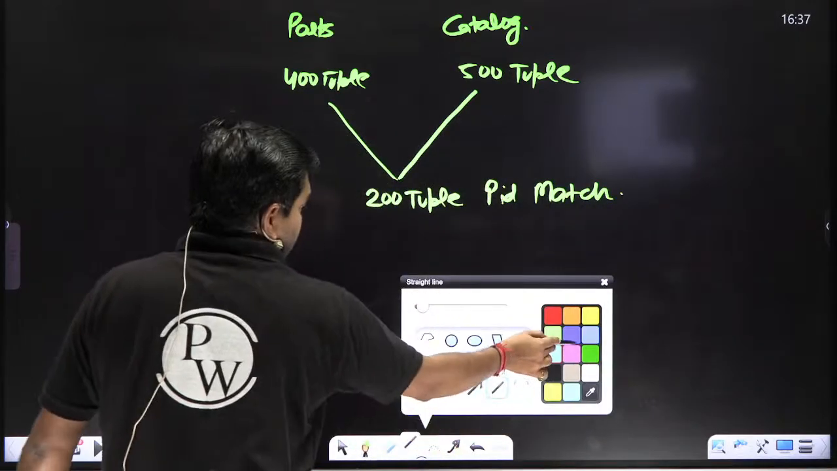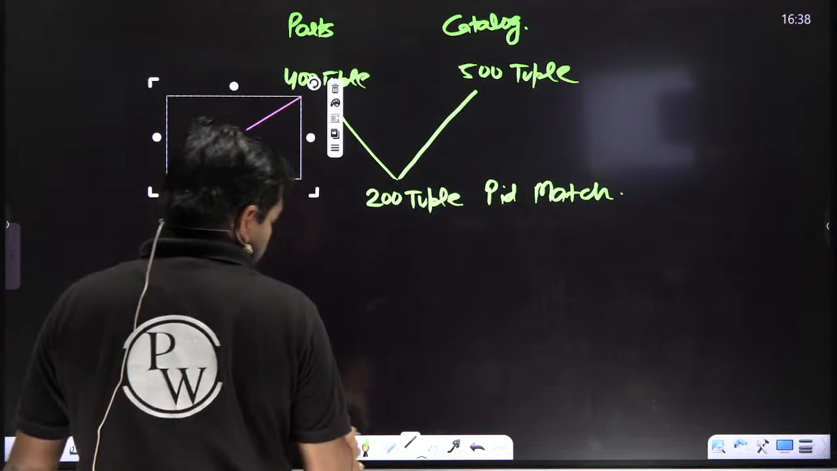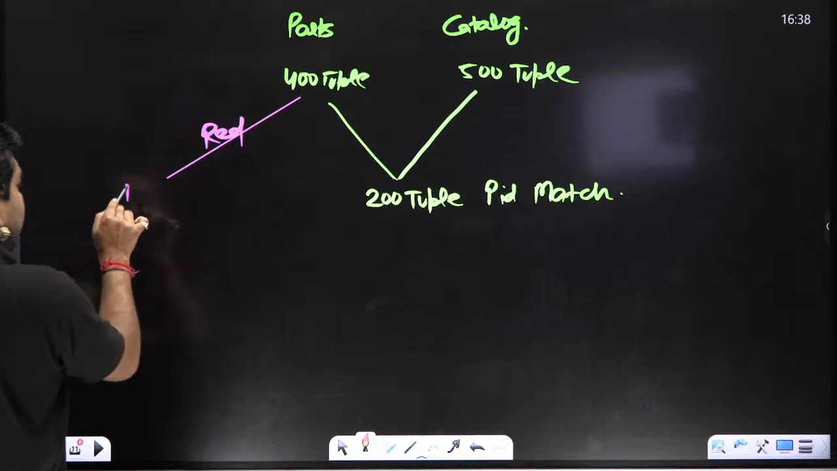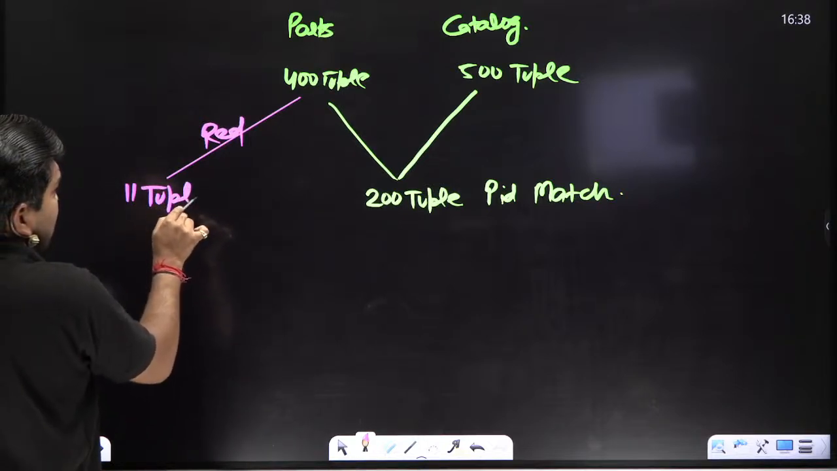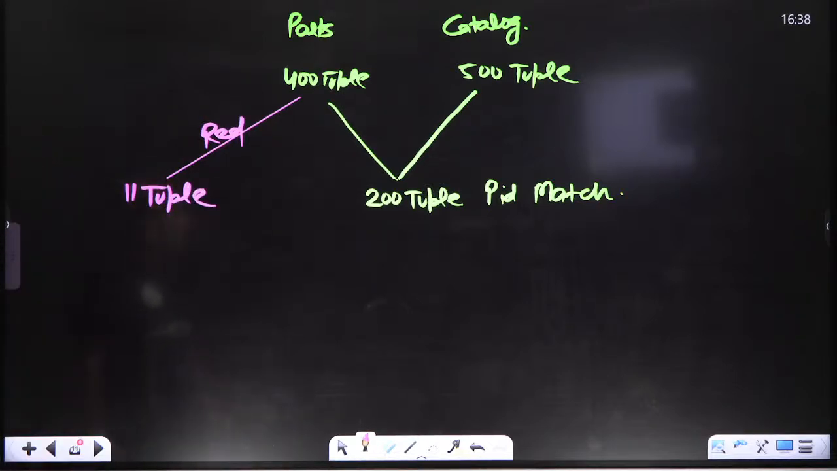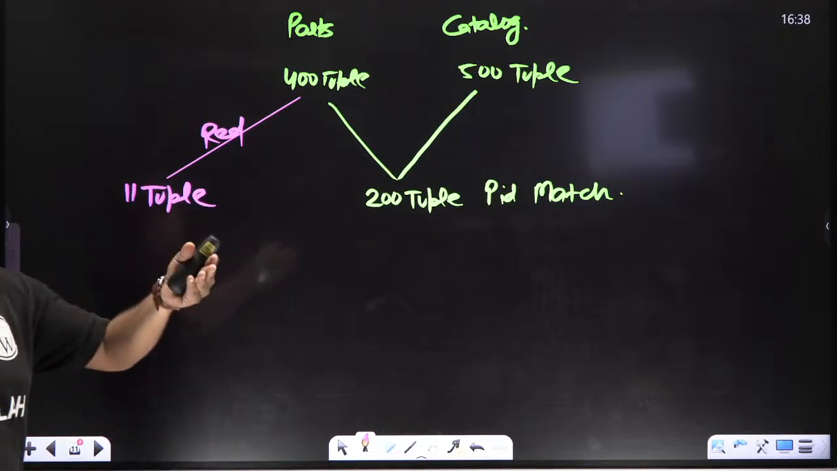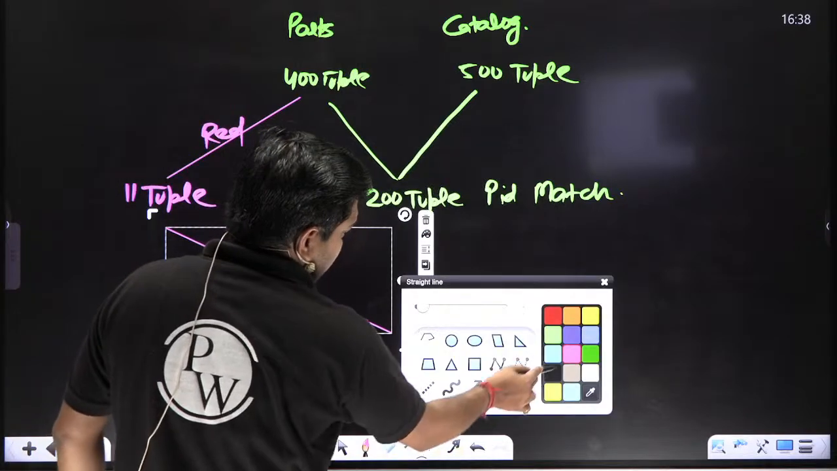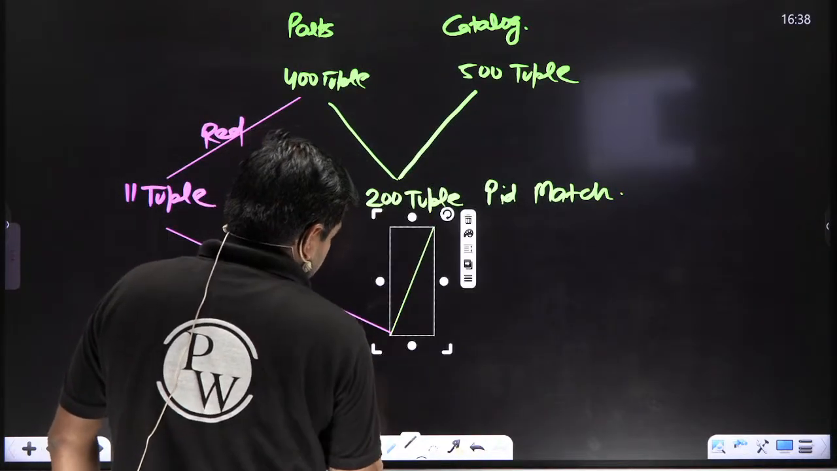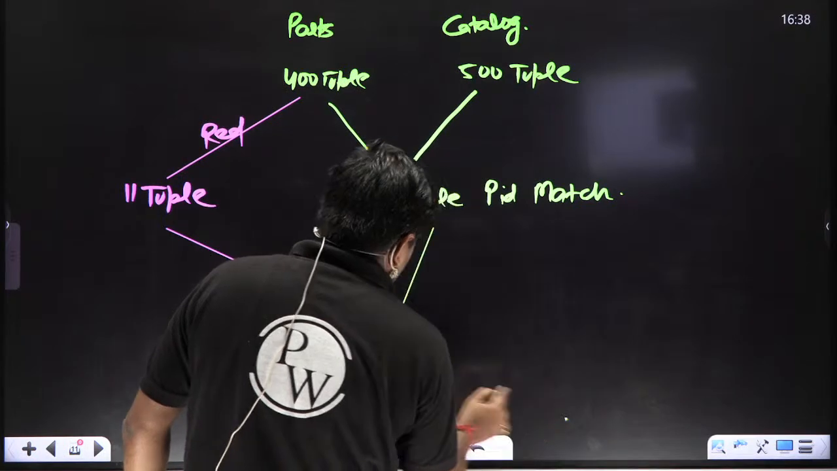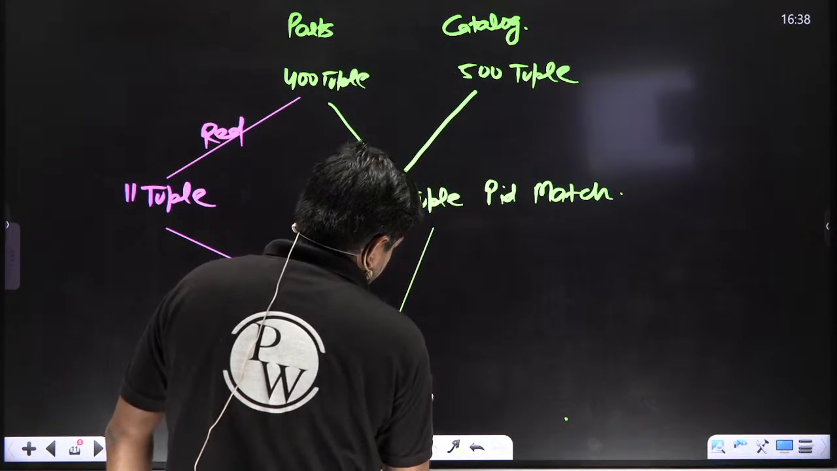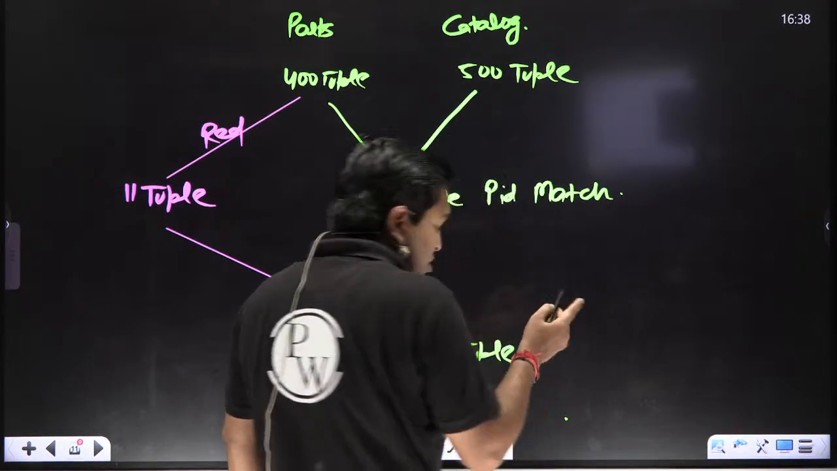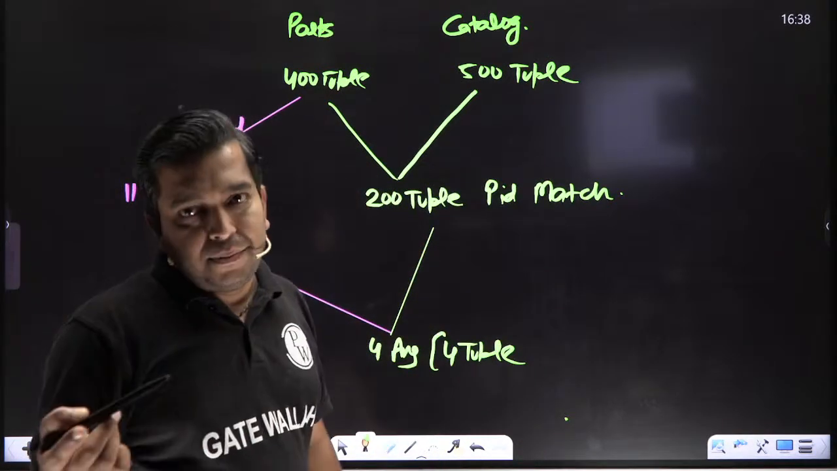Next point, here color red, total 11 tuples. In the parts table, out of 400 tuples, there are 11 tuples in which color is red. So here, my dear, what is happening? There are 4 tuples in the answer. Assume this scenario I am assuming to explain which one is the best query.